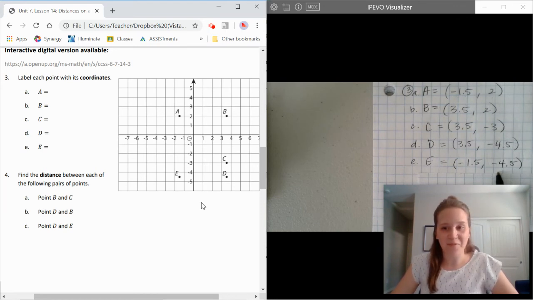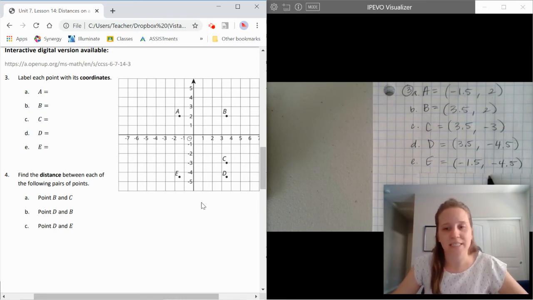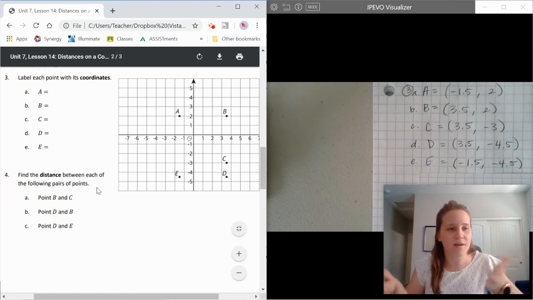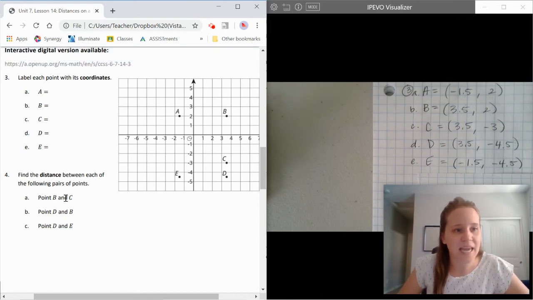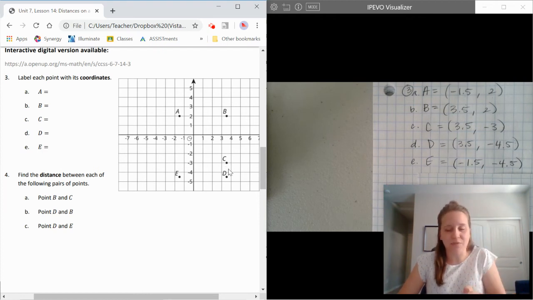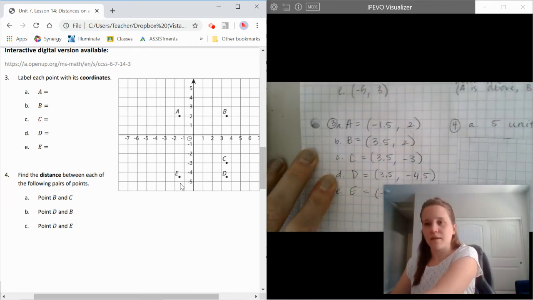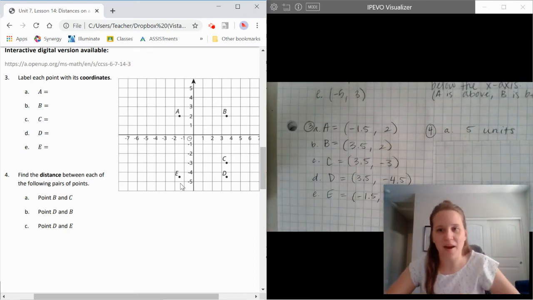Okay, let's talk about number 4. This is like you'll see on your independent practice today, and it's the last question on your Google form. Just listen carefully for how I want you to type in the answer. Number 4, find the distance between each of the following pairs of points. So how far apart are they? Point B and C here. We've already talked about how they have the same x value, so they make a nice vertical line. How far apart are they? They are 5 units apart.